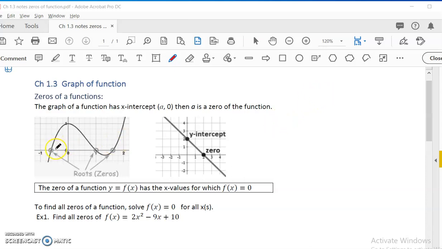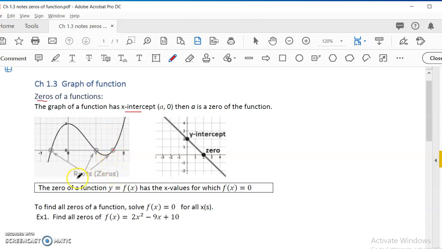There are points on the graph that we are interested in. So we call them zeros. Sometimes there's just one, like this line. This is a linear function. It only has one zero. So a zero is basically a point on the graph where it crosses the x-axis. We call them x-intercepts. And in this graph, you have three zeros.